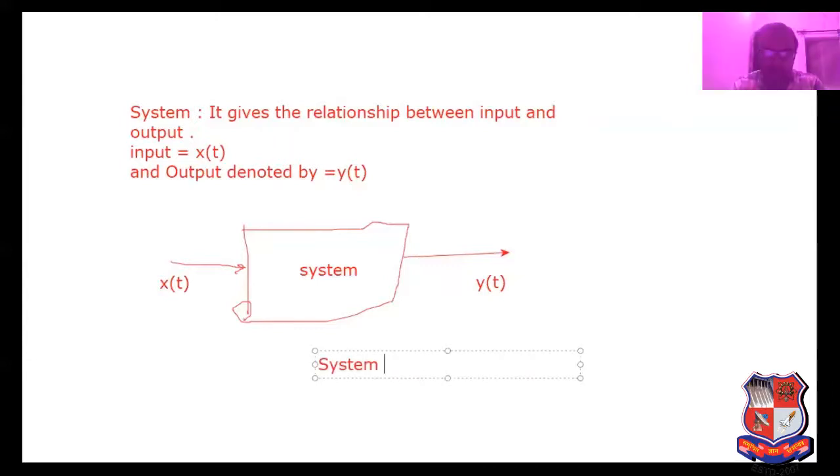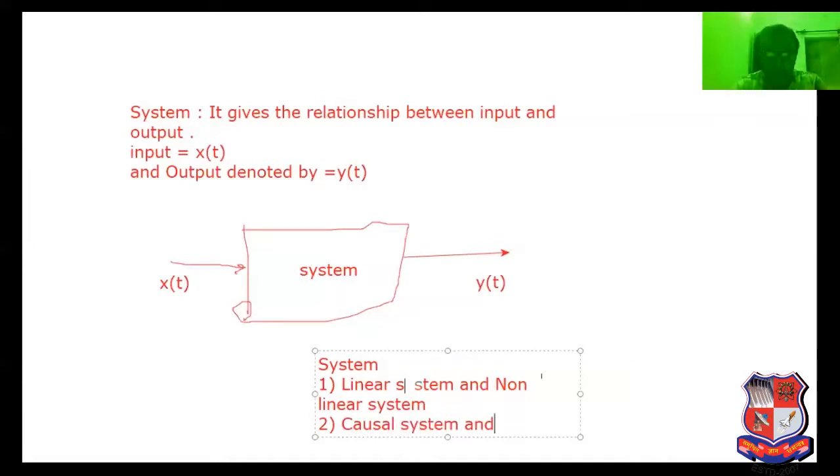And what is the classification of system? First, linear system and non-linear system. Second, causal system and non-causal system. Third, stable and unstable system.